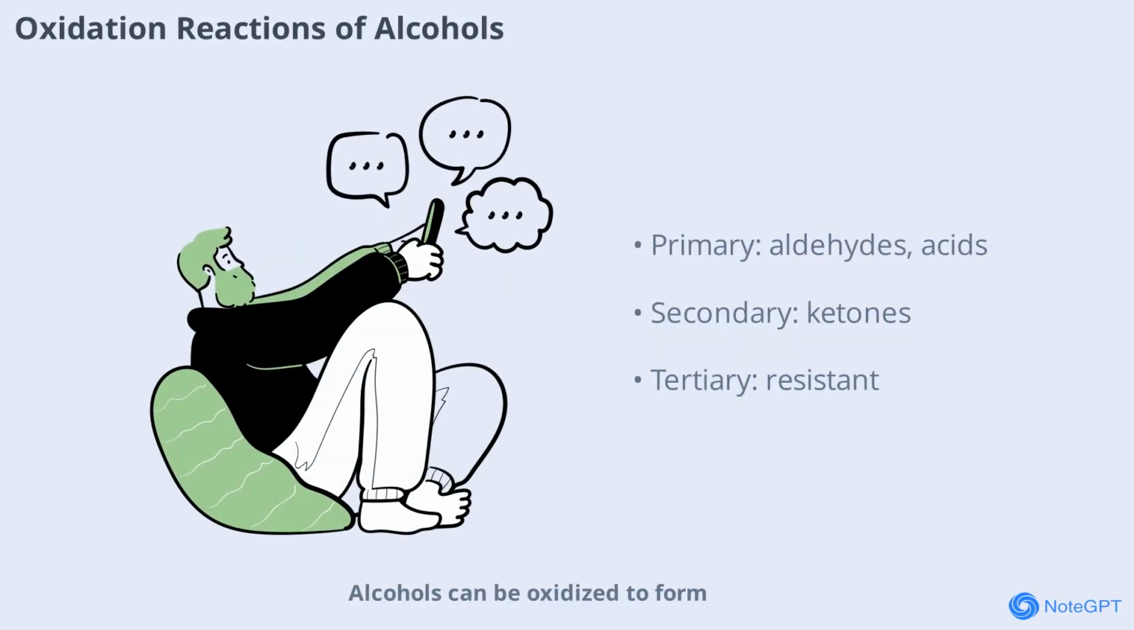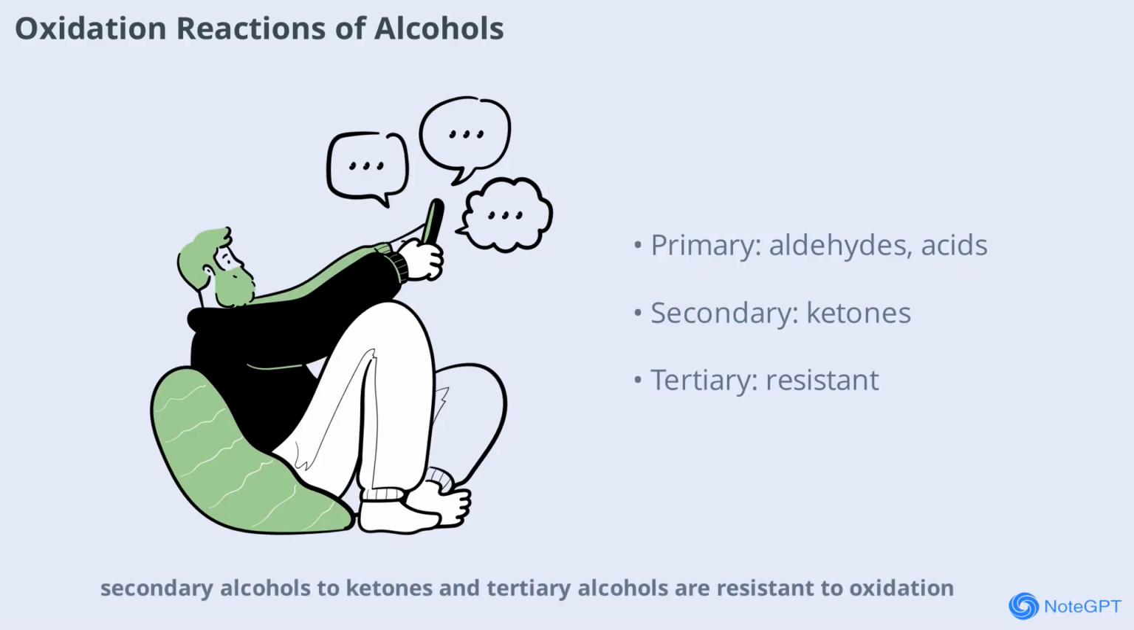Alcohols can be oxidized to form different products depending on their classification. Primary alcohols oxidize to aldehydes and then to carboxylic acids, secondary alcohols to ketones, and tertiary alcohols are resistant to oxidation. These reactions are fundamental in organic chemistry and are widely used in laboratory and industrial processes.